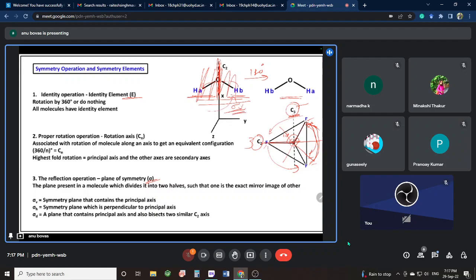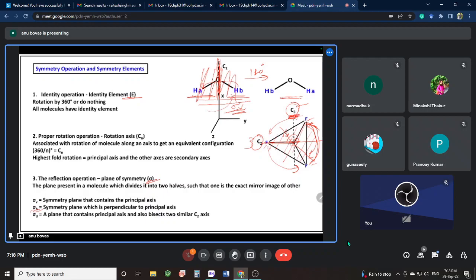And if a sigma exists which is perpendicular to the principal axis, it is called sigma H, the horizontal plane of symmetry. So if we consider BF3, C3 is the principal axis, along boron. If we consider the plane where B and the three F atoms are present and cut along that, what will happen? We have a sigma H, which is perpendicular to the principal axis. So when a sigma is present perpendicular to the principal axis, it is called sigma H.